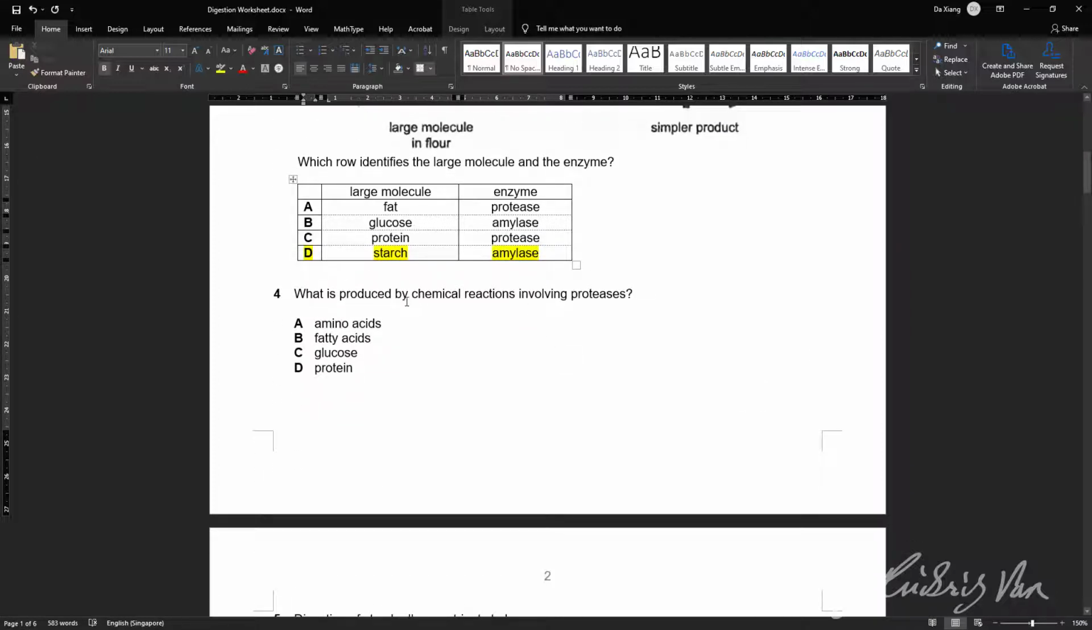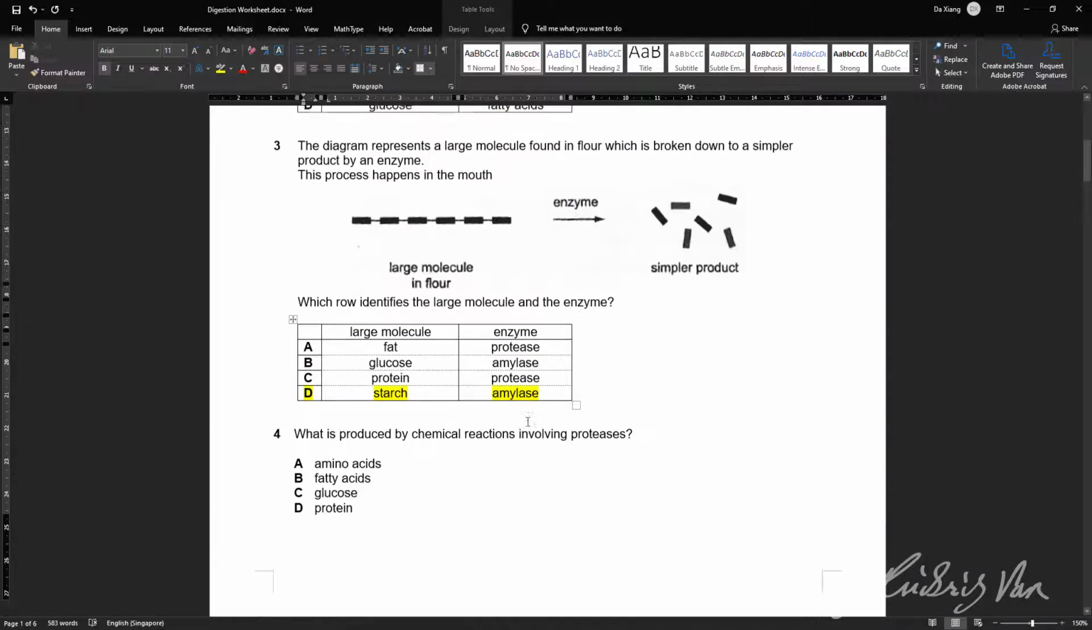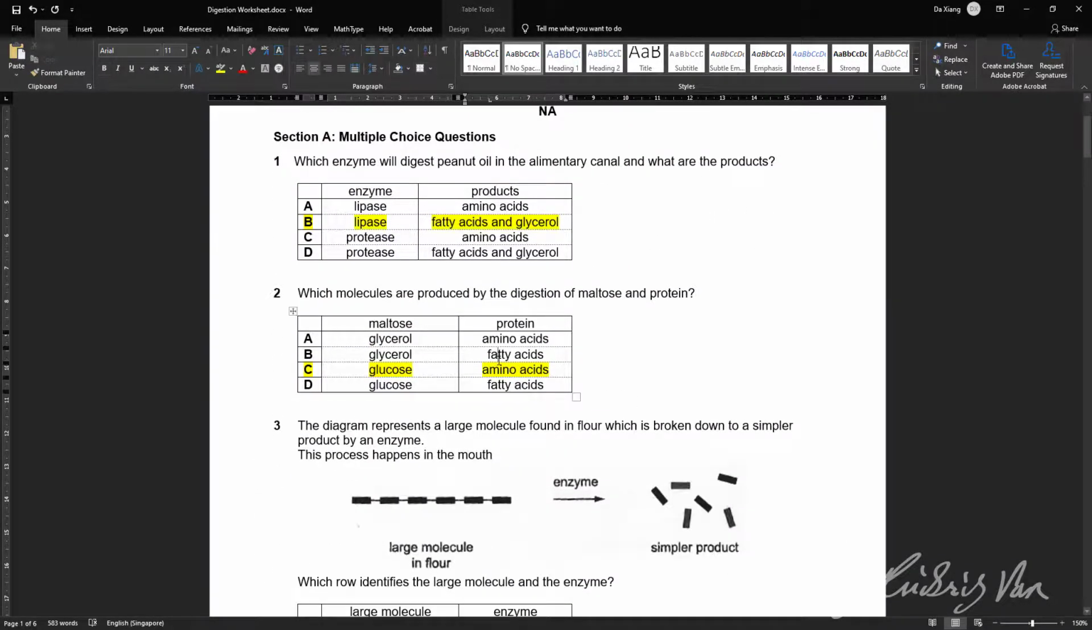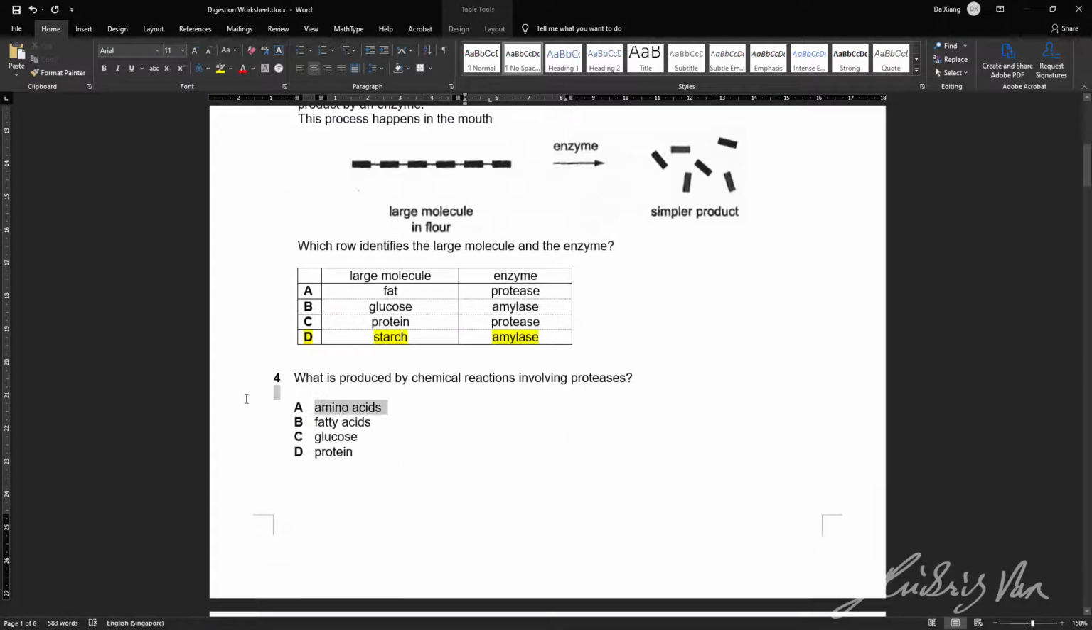What is produced by chemical reaction involving protease? So protease will digest protein into amino acid. This is indicated down here. Okay, it's a repeat.